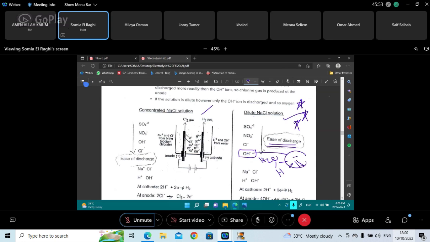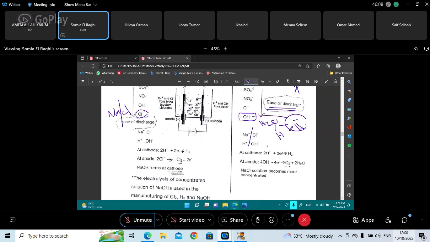Concentrated, it is another story. I have a lot of this material, NaCl. So if you break NaCl, this is the winner in this case. Well, it is a good idea to write down the 4 particles this way. So there is competition between the sodium and the hydrogen. In either case, we never get sodium.